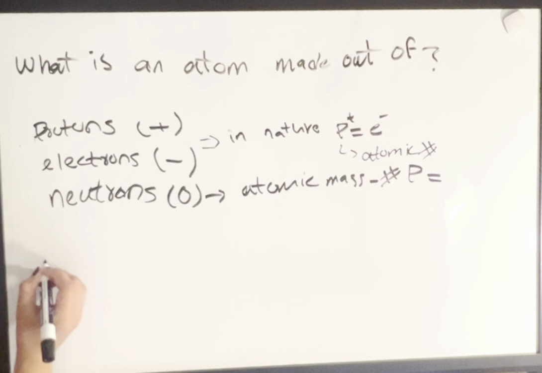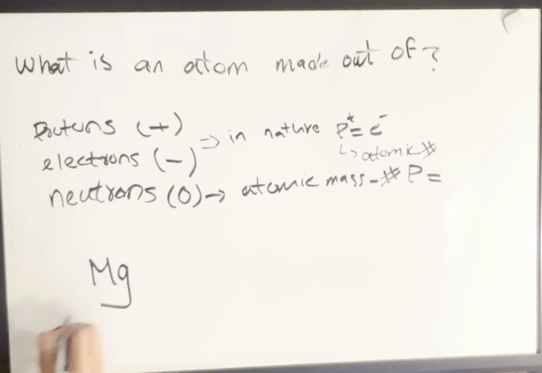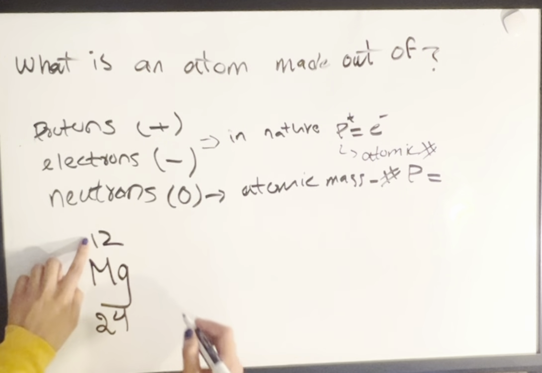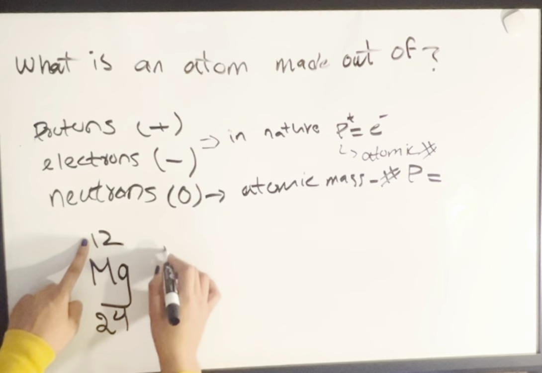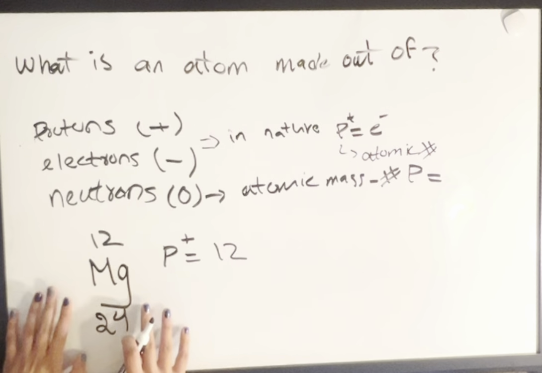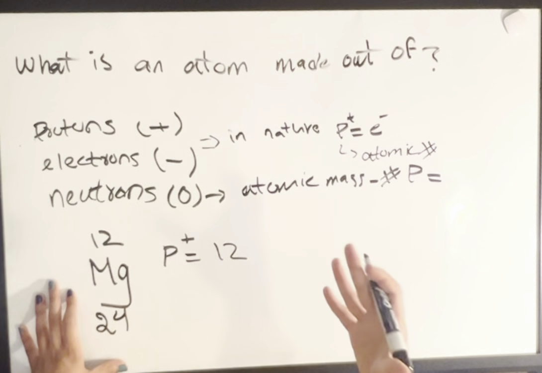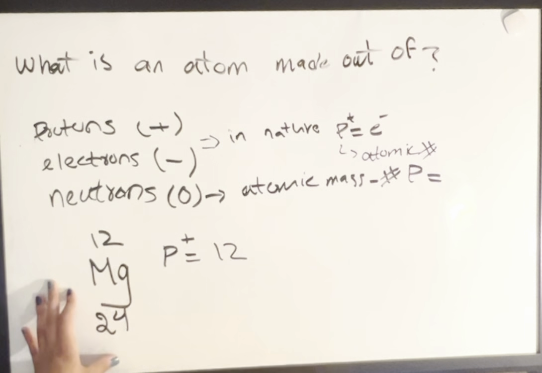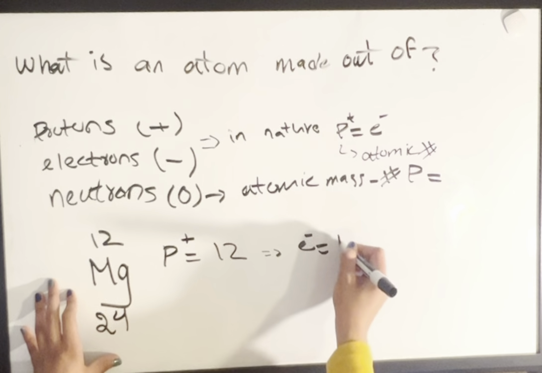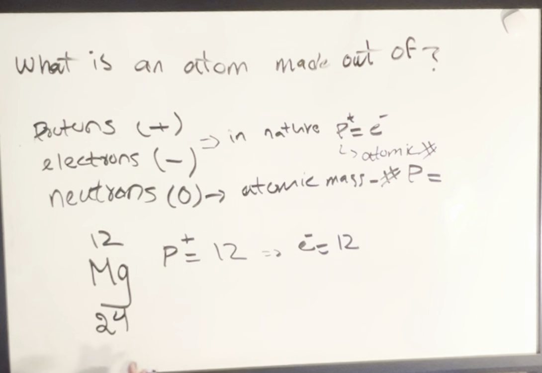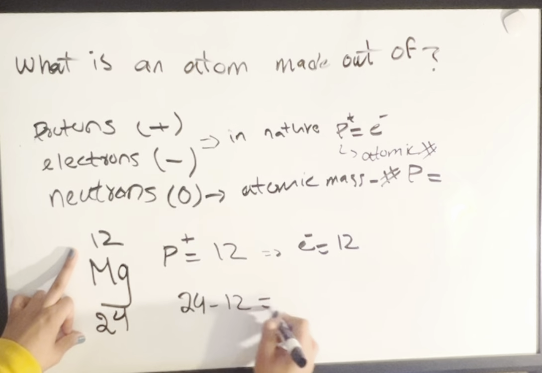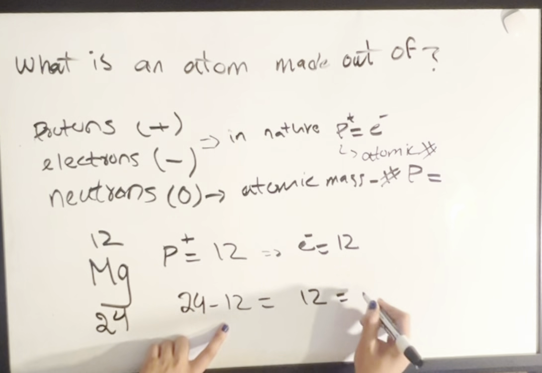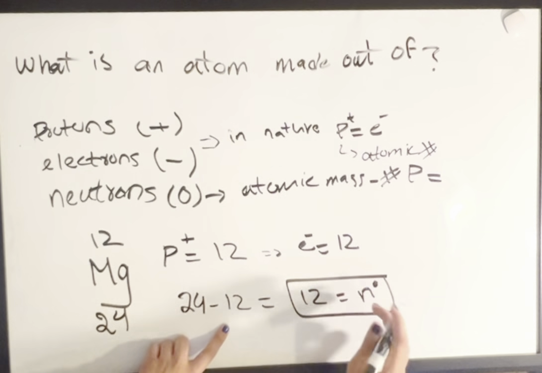Now let's say we have another element, magnesium, with an atomic number of 12 and an atomic mass of 24. How do we find the number of protons? Protons are equal to the atomic number, which means my protons should be 12. Since magnesium is in its natural form, the number of protons and electrons should be equal to each other, so the electrons are also 12. Now, how do we find the number of neutrons? The only thing I need to do is 24 minus 12, and we get 12, which means the number of neutrons, which has a charge of 0, is equal to 12.